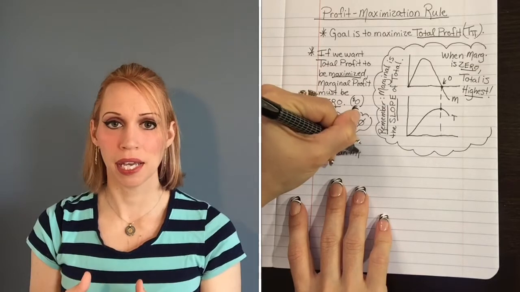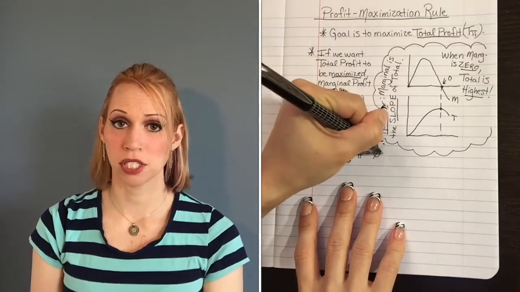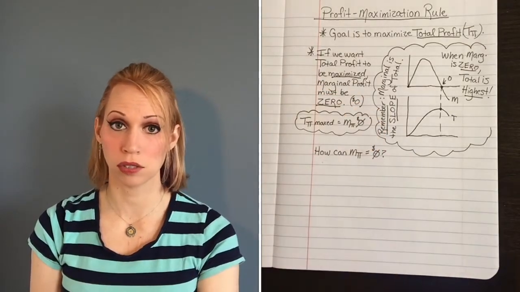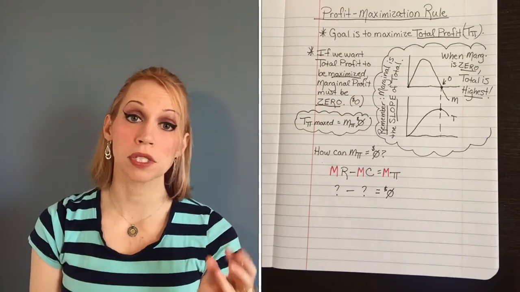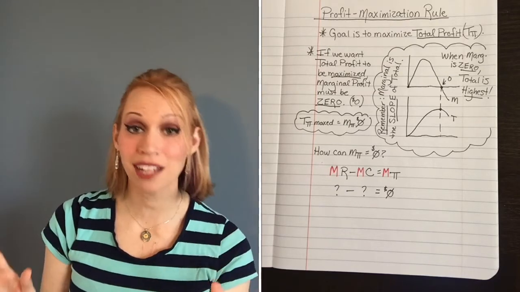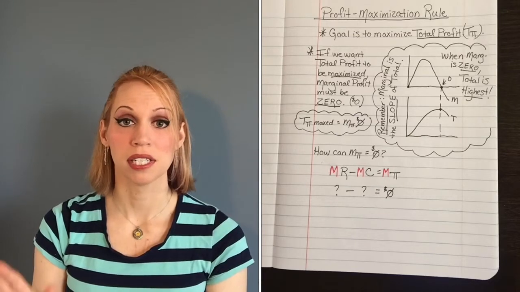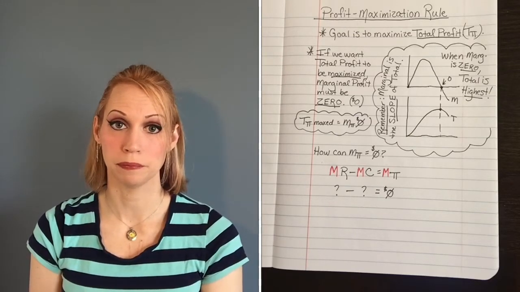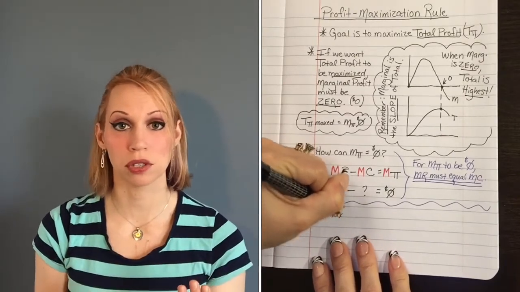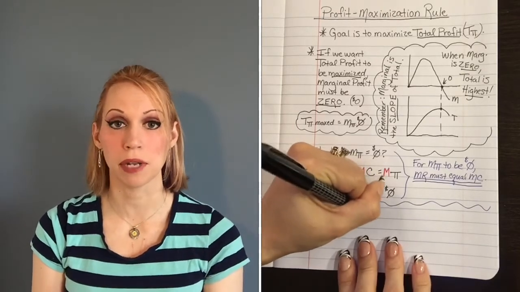Now, how do we get marginal profit to be 0? Think about one of the equations that I just gave you for marginal profit. Remember that any profit is revenue minus cost. Well, marginal profit was marginal revenue minus marginal cost. So here's a little math challenge for you, okay? How do we get marginal profit to equal 0? You got it. Marginal revenue and marginal cost have to be the same value, have to be the same number.